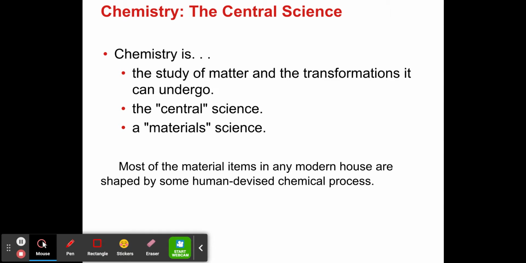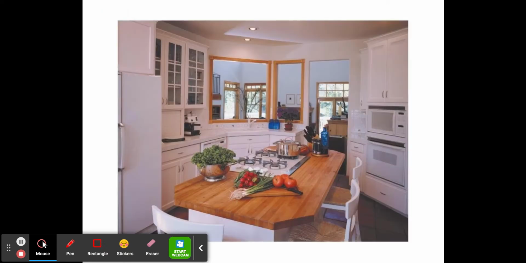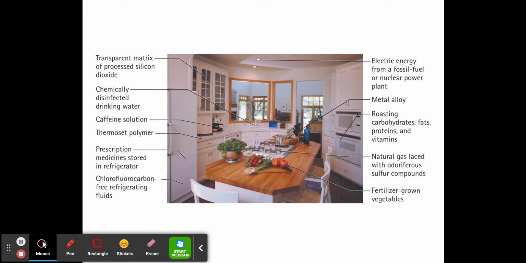Most of the material items in any modern house are shaped by some human-devised chemical processes. So if you look at a home like this one, you will realize that all of these materials are designed by chemical processes. It's a material scientist that works every day to make sure that the materials that we use in construction or in any building process are the best based on research. Again, those are the details of all the materials that we can have in the home.